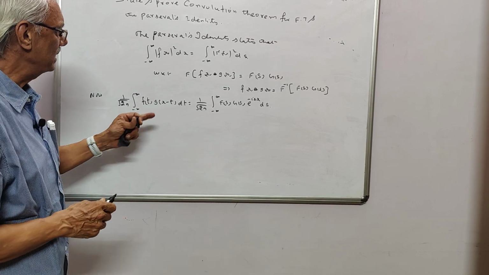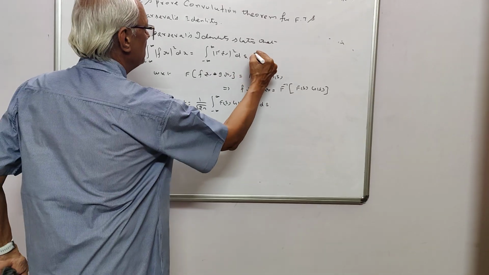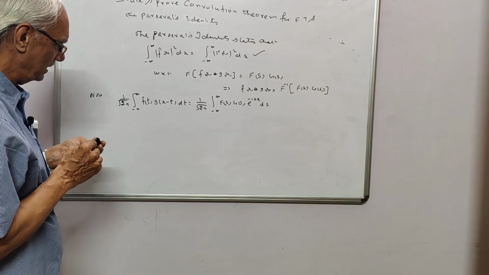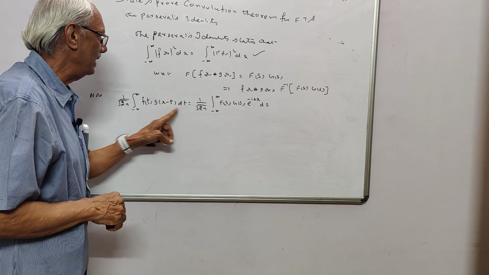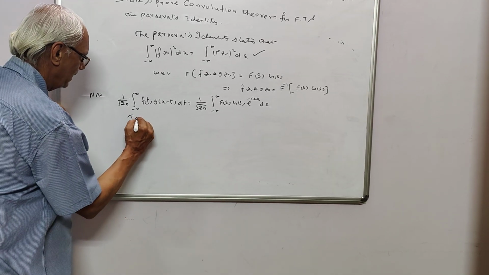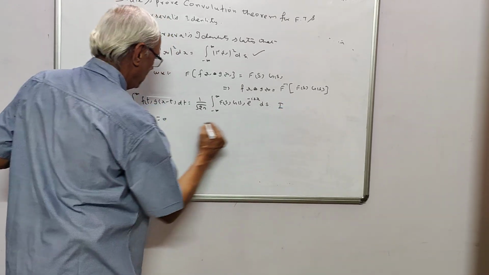Now, I want to get this, this is what I should prove. This is your Parseval's identity, and this is what I should prove. So I will take this value of x to be 0. Take x is equal to 0 in 1.